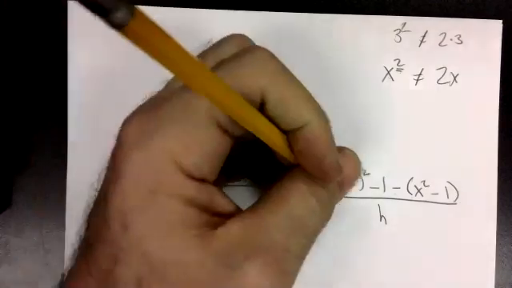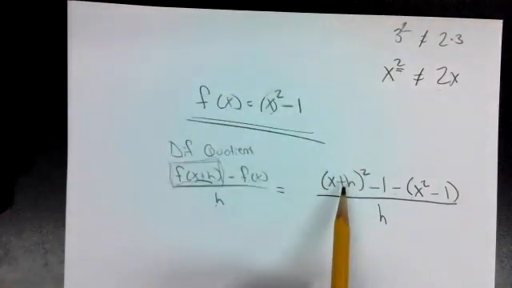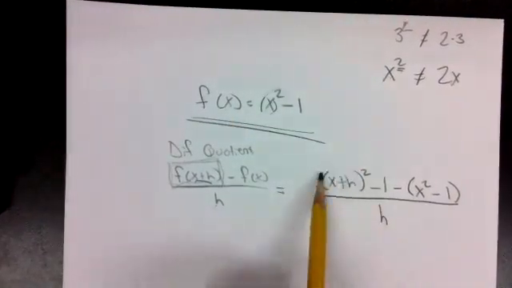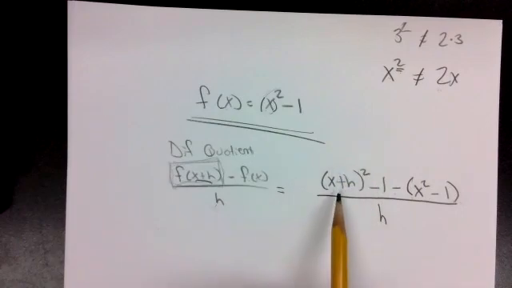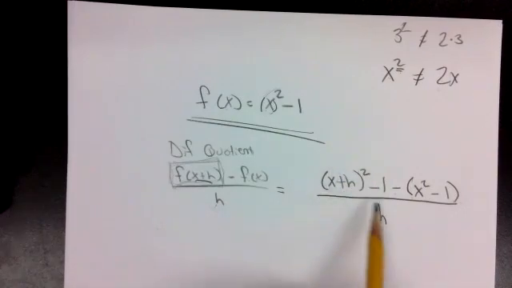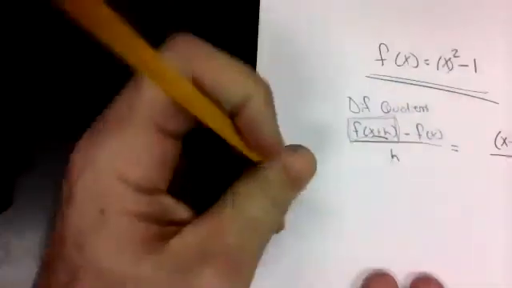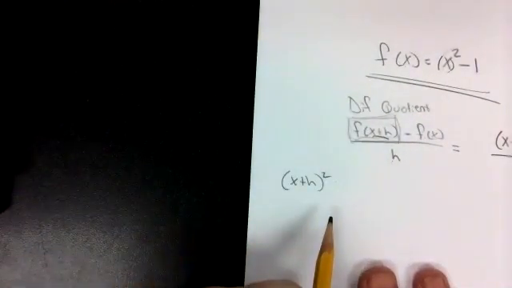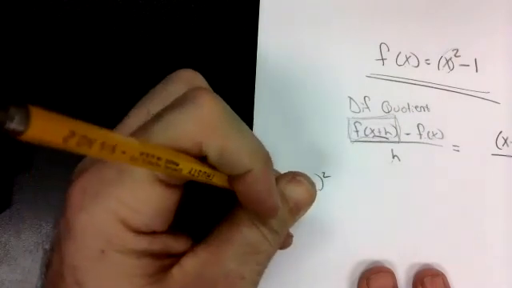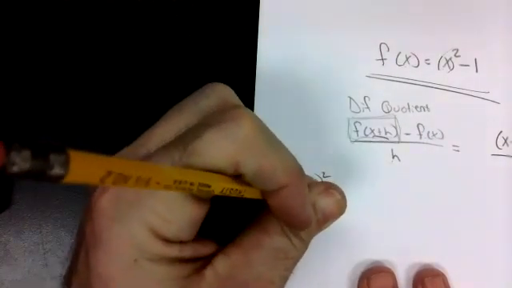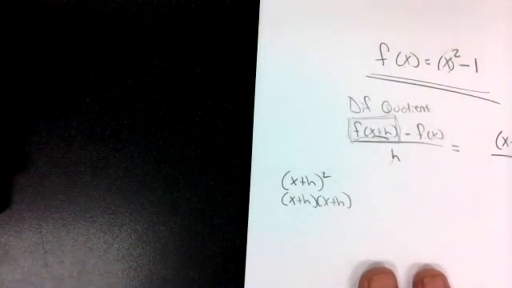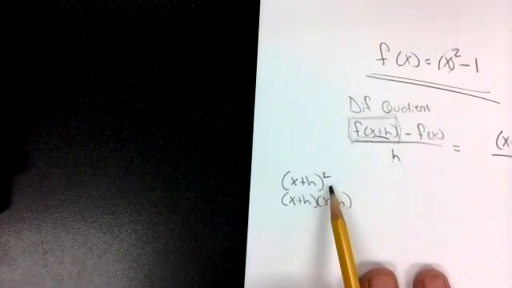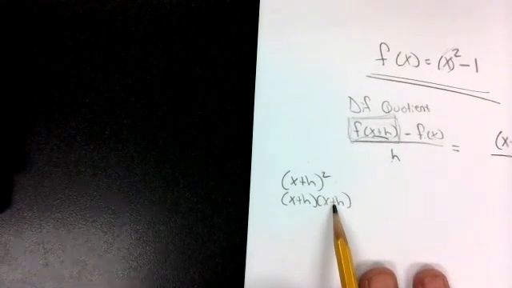The trick is this x plus h squared, this piece right here. Again, we got to do some algebra with this. So I'm going to step over here to the side just so I don't clutter up my problem. That x plus h squared means to take x plus h times itself. So anytime you're squaring something, you're taking it times itself.